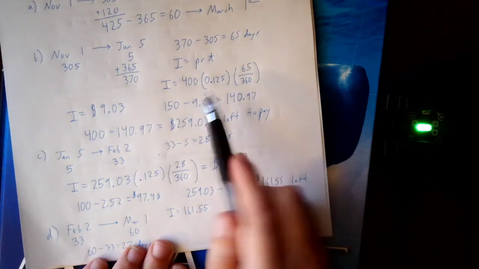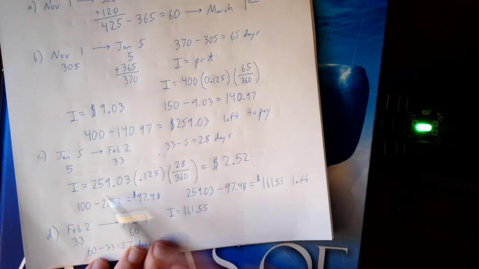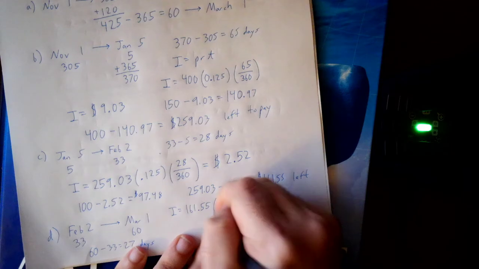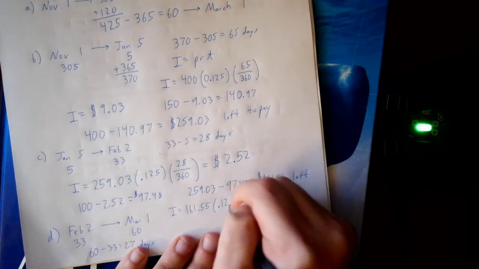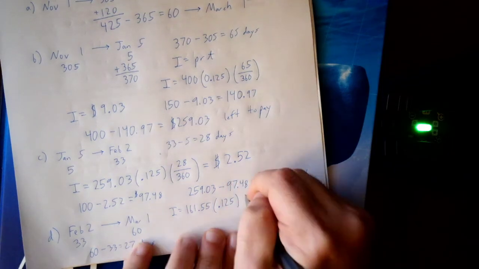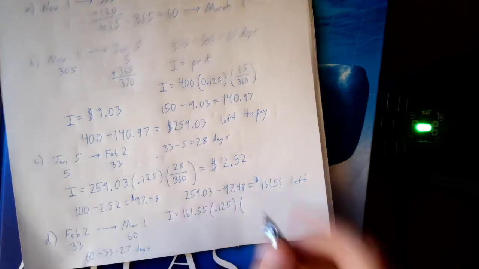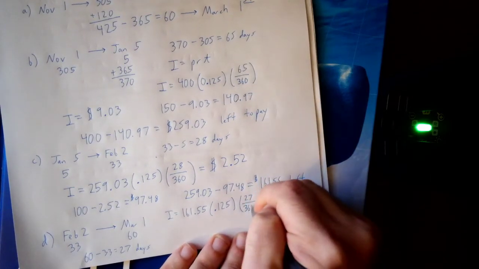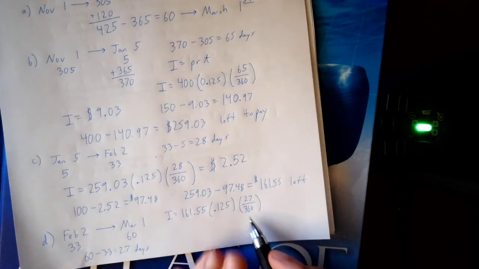Notice the principal went from 400 to 259 to 161. It keeps decreasing because I keep making payments. The interest rate is still 0.125. Now the time period is 27 days. Once again, we use the banker's rule because we're calculating for the bank now, right?